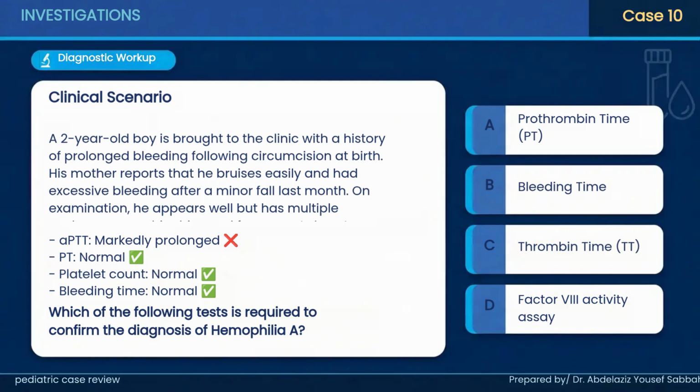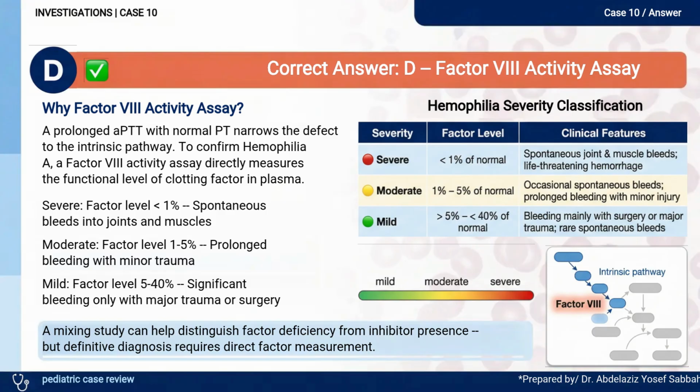Which of the following tests is required to confirm the diagnosis of hemophilia A? Option A, prothrombin time. Option B, bleeding time. Option C, thrombin time. Option D, factor VIII activity assay. The correct answer is option D, factor VIII activity assay. A prolonged activated partial thromboplastin time with a normal prothrombin time narrows the defect to the intrinsic pathway. To confirm hemophilia A, factor VIII activity assay directly measures the functional level of clotting factor in plasma.